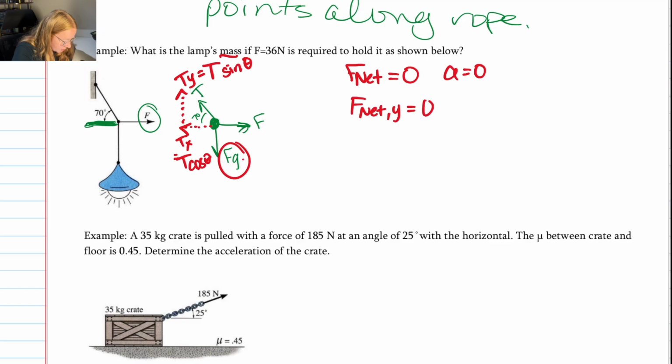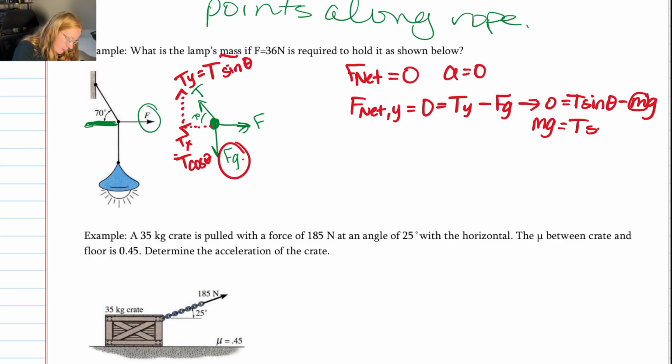In the y direction, we should have a net force of 0. My tension in the y direction should be the positive, and Fg should be the negative. I'm going to replace Ty with T sine of theta, because that just makes more sense. And I'm going to replace Fg with Mg, just like we always do. Now I'm going to rearrange and solve for mass. So to do that, it would actually be better to move Mg to the other side to make it positive. So I have Mg equals T sine of theta, and then I'm just going to divide by g on the other side to get m by itself.